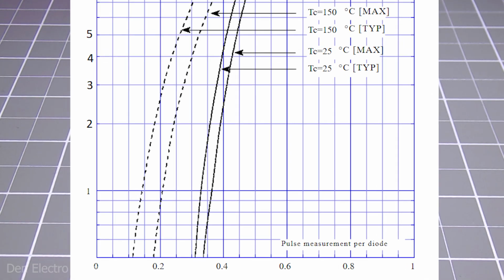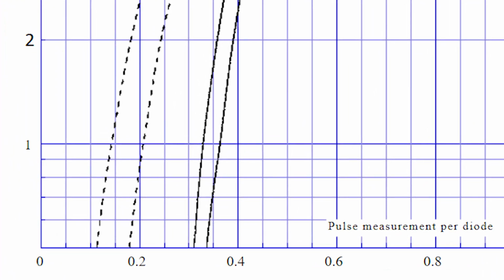You can find out the voltage drop at a certain current as follows. Let's say I'm interested in a current of 1 ampere. First, I find this mark on the vertical line. I follow it until it meets the black line.